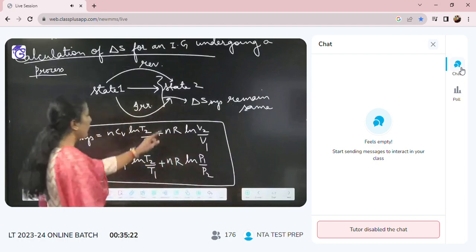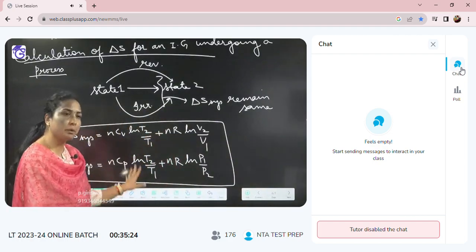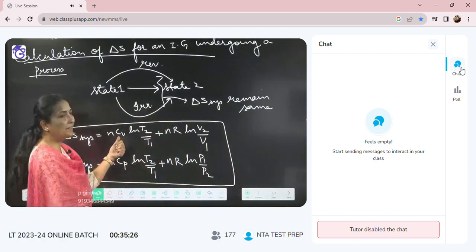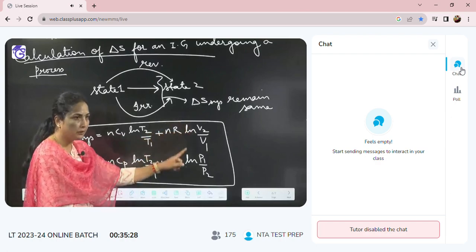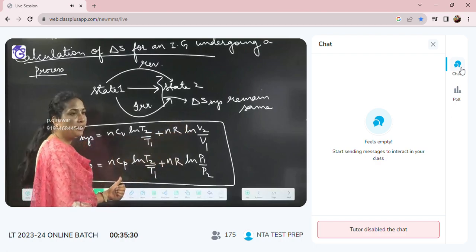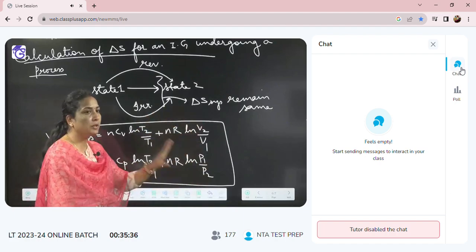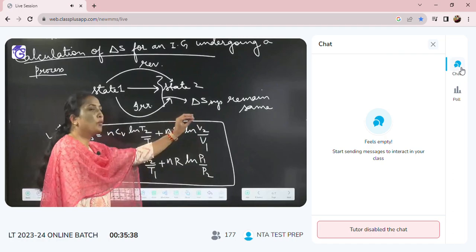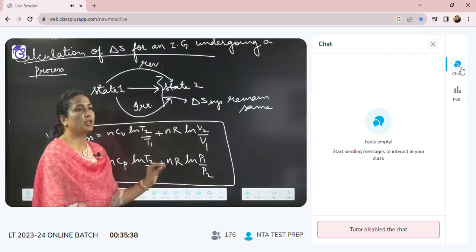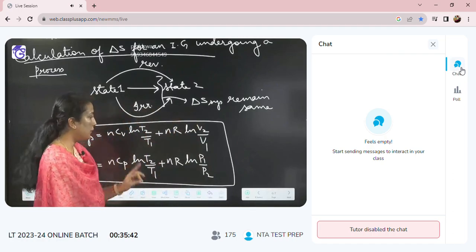And remember, whatever formula I have written here is simple to remember also, because if CV is coming, the volume term should come, V2 by V1. If CP we are writing, the pressure term should come. And pressure and volume are inversely proportional to each other. So volume we have written V2 by V1, so the pressure should be P1 by P2. Are we able to understand that?